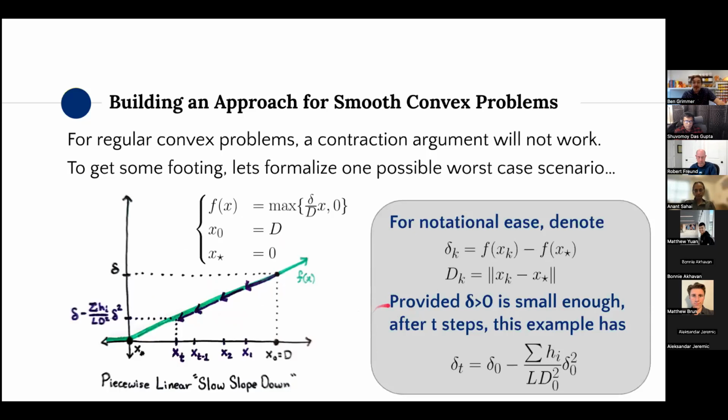Well, we can calculate what happens here. As some notation, I'll let delta k denote the objective gap at k steps. d k will give me the distance to optimal after k steps. And what happens with this example is, provided you pick delta small enough, after t steps, your objective gap looks like the initial gap minus a term that's quadratic in the initial gap. If you set delta bigger, we're actually just going to hit optimal, and then it zeroes out. So this only works for delta small. But as long as your initial gap is small, this method has a really simple formula for what the worst case is.